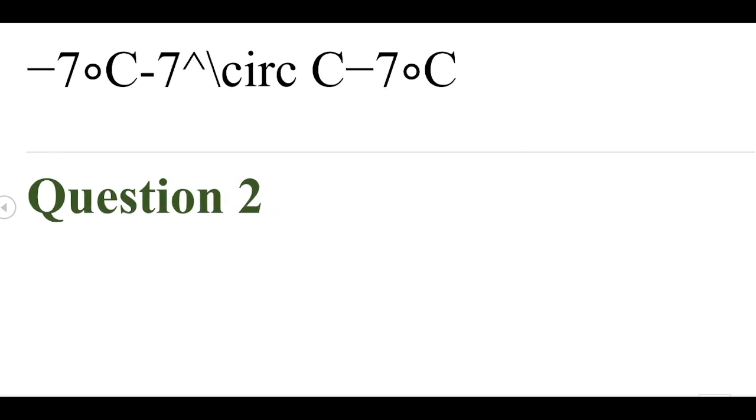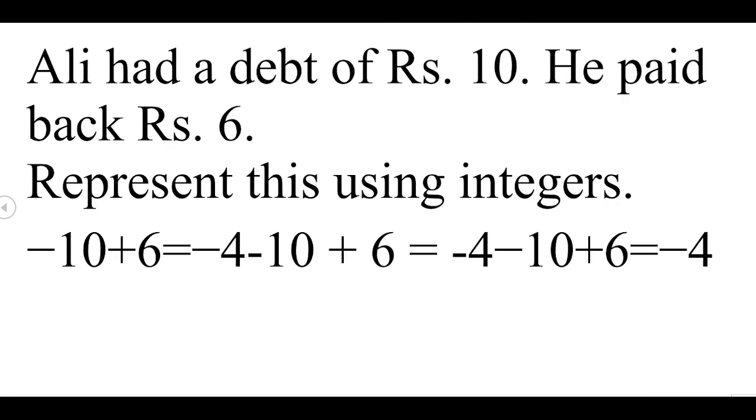So we can see another example. Ali had a debt of Rs 10. He paid back Rs 6. Represent this using integers. A debt is represented as a negative number, minus 10, and paying money back is a positive action, plus 6. So we can write minus 10 plus 6 is equal to minus 4. The negative sign means he still owes money. Ali still owes Rs 4.